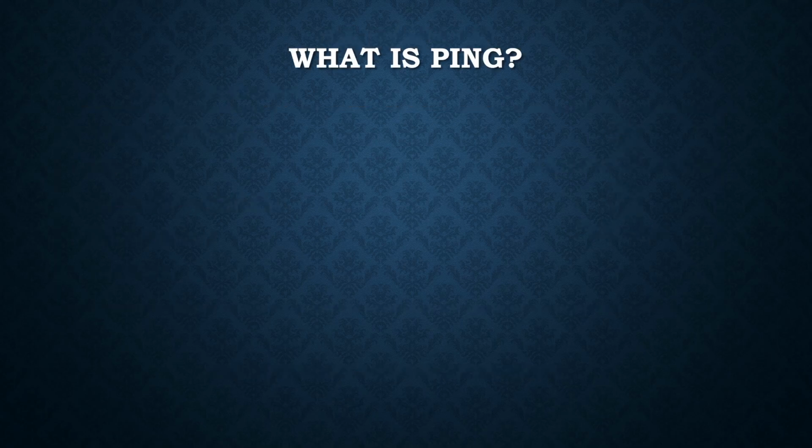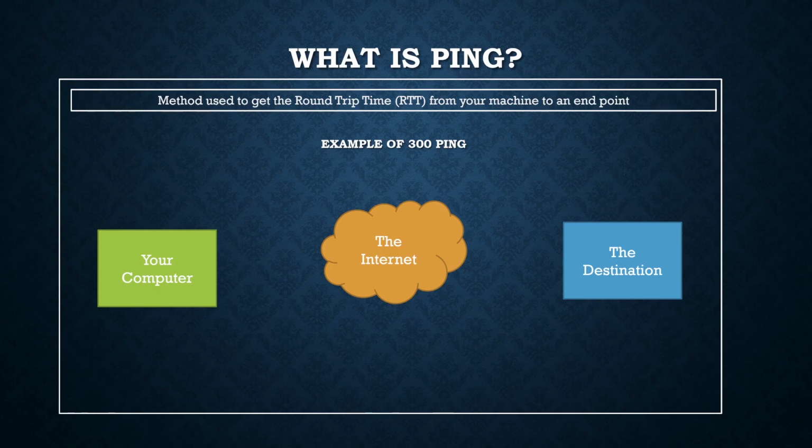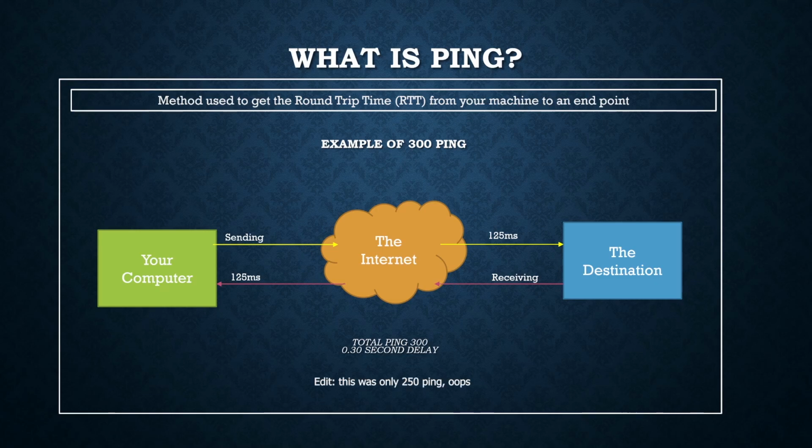So what is ping? Well, most people play games nowadays, so it's pretty common. But ping is a method used to get a round trip time, or RTT, from your machine to an endpoint. If I took an example of 300 ping, we could say that I have my computer, the internet, and the place I'm trying to reach. Let's say I'm in Australia, and the destination I'm trying to reach is in America. Pretty commonly, when I send off a request, I might see 125 ms as the time it takes to reach that destination. It will then return a response to me, which might take another 125 ms, and your total round trip is 300, which makes it a 300 ping or 0.3 second delay.